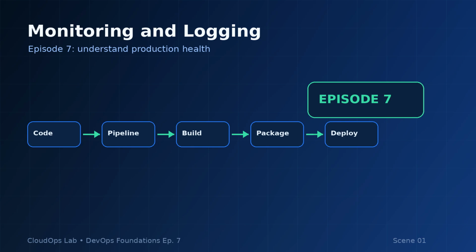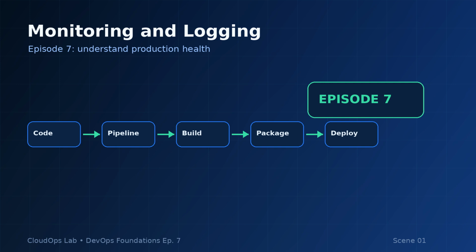This is episode 7 of the DevOps Foundation series. In the earlier episodes, we moved from CI/CD into GitHub Actions, Docker, AWS deployment, and Kubernetes basics. Now we are continuing the same beginner-friendly path with monitoring and logging for production systems.